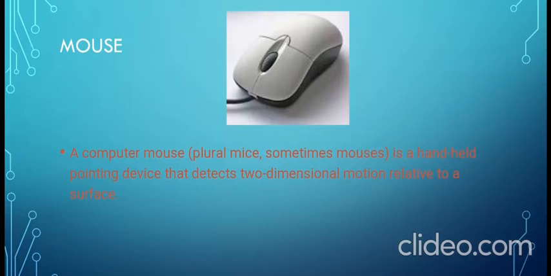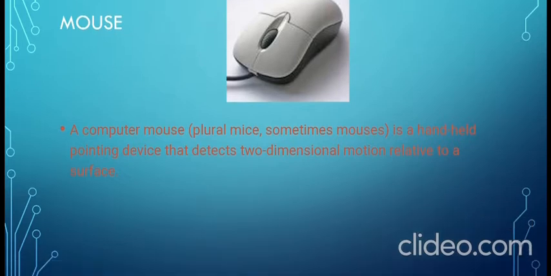Next is mouse. A mouse or a computer mouse is a handheld pointing device that detects two-dimensional motion relative to a surface. The mouse is a small movable device that lets you control a range of things on a computer. Most types of mouse have two buttons and some will have a wheel in between the buttons. Most types of mouse connect to the computer with cable and use the computer's power to work. Some types of mouse are also wireless.